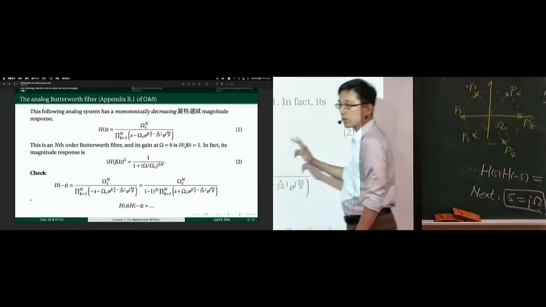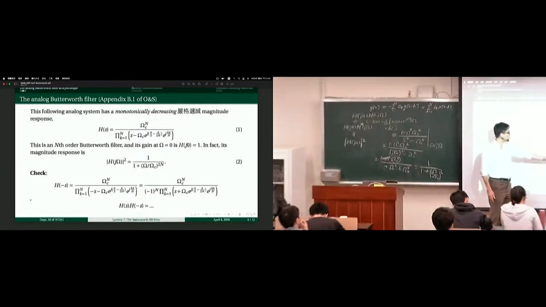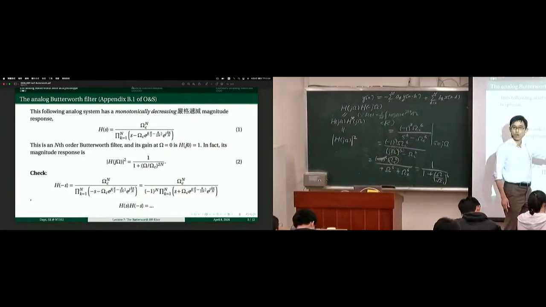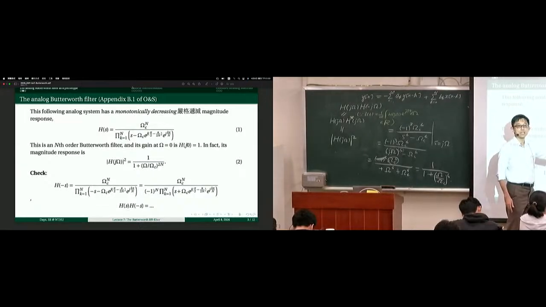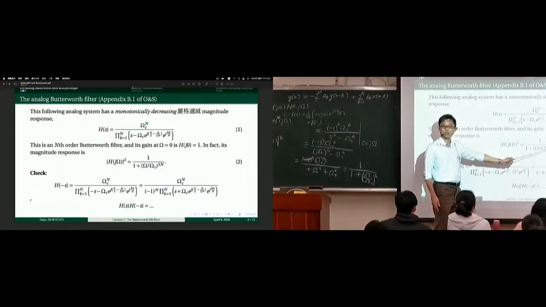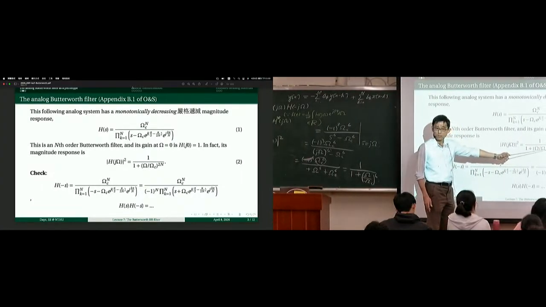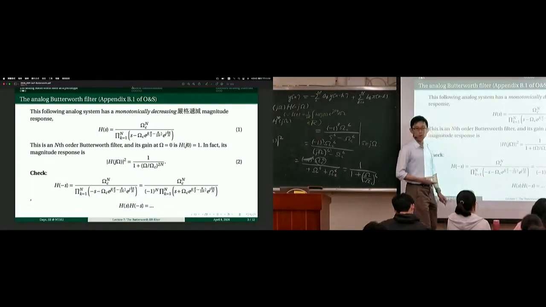But now let's work on an exercise. What is the effect of increasing n? Because very soon we'll realize n is the order of your filter. N is a design parameter. So shall we take a look at what will happen when we increase n?